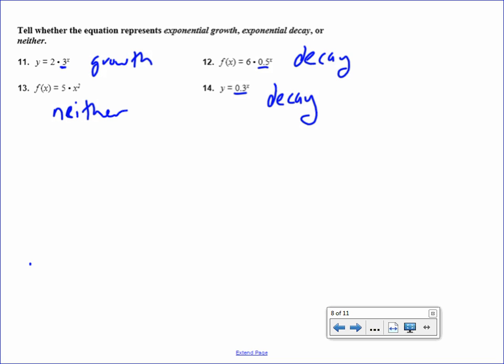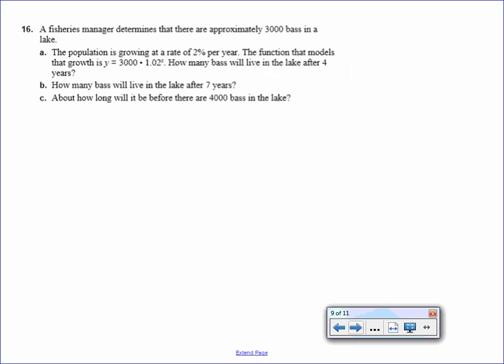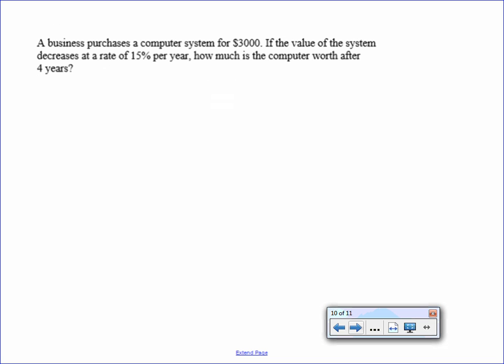Okay. If you have questions on those, you can ask me on those tomorrow. Let's keep on moving. This is very similar to a problem we've done before, so I'm going to pass over this one. Here's one that is a decay problem, so we're going to take a look at that one.